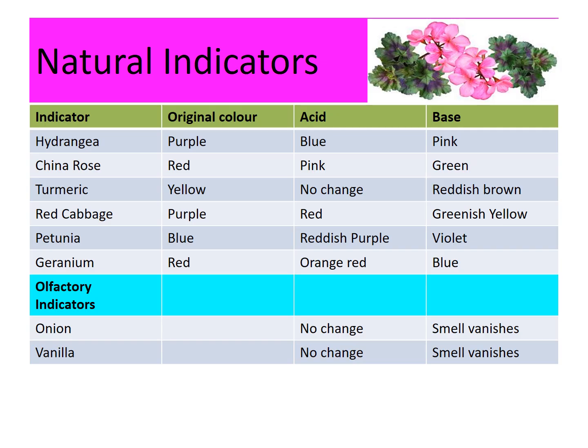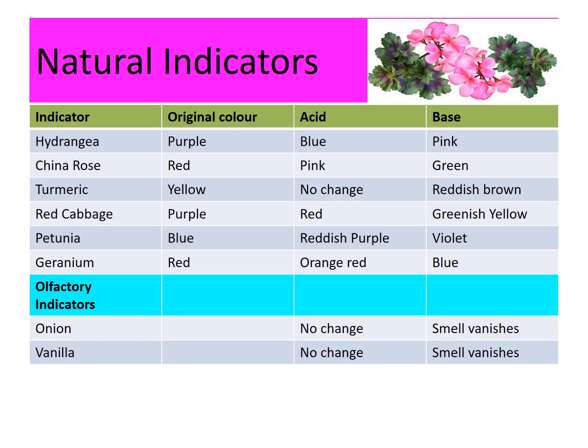Turmeric, as you know, it is yellow in color. In the acidic medium there is no change, but as soon as you apply the soap, which is a base, it turns reddish brown in color. Red cabbage, again purple in color, but turns red in the acidic medium and greenish yellow in the basic medium. Petunia, another flower, blue is its original color, reddish purple in the acidic medium while violet in the basic medium. Geranium flowers are red in color but turn orange red in the acidic medium and blue in the basic medium.